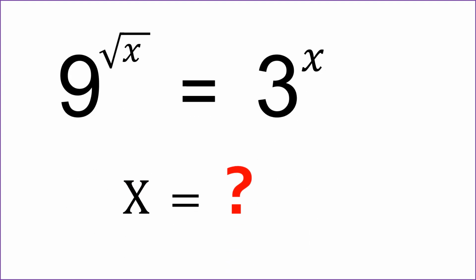In this video, we are going to solve the value of x in this exponential equation: 9 raised to the square root of x is equal to 3 raised to the x power. So what is the value of x in this exponential equation? Okay, so let's study the given equation. 9 raised to square root of x is equal to 3 raised to the x power.